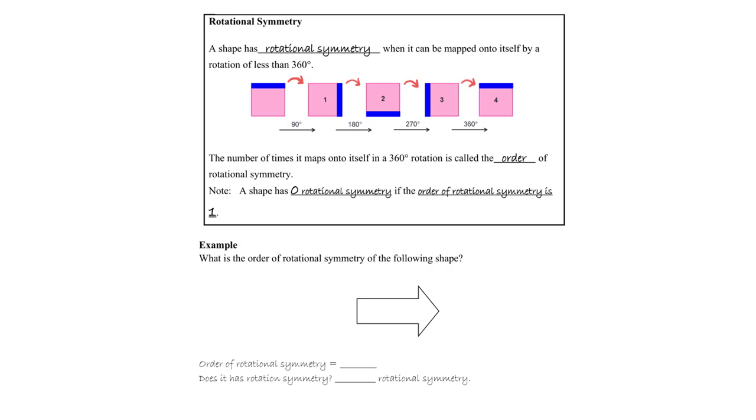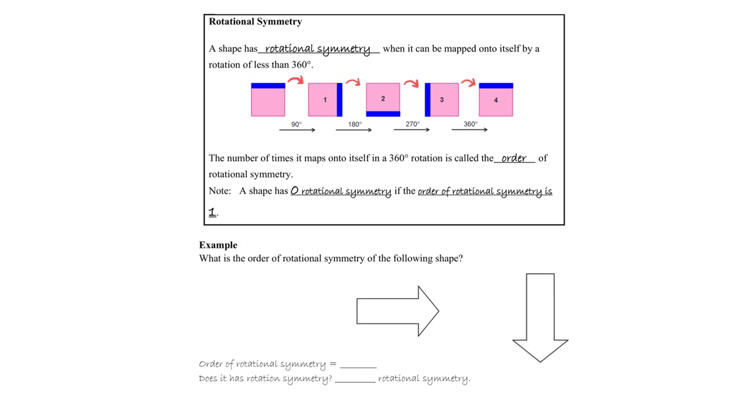So for this example, what is the order of rotational symmetry for the following shape? As I turn this shape, you will realize that if I do the sketching, I turn this shape, so this is what I am going to do. I'm going to just cut this out, and I'm going to rotate it.